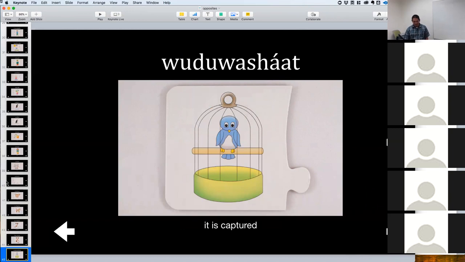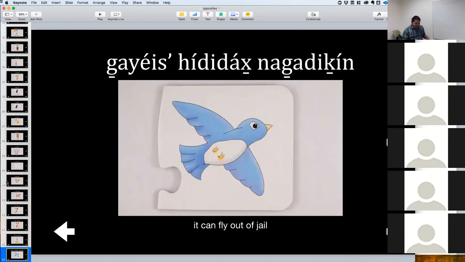Do a shot. And this one, we had to just keep talking about it. I was like, I don't know. It was kind of like, I guess, caged and free, maybe in English. But the concept didn't really exist the same in Tlingit. So they came up with, it can fly out of jail. That's what that literally translates to.